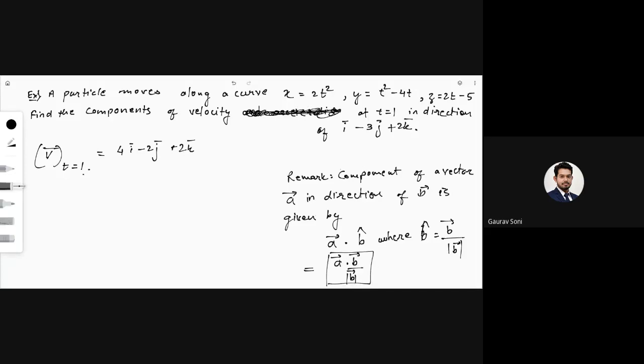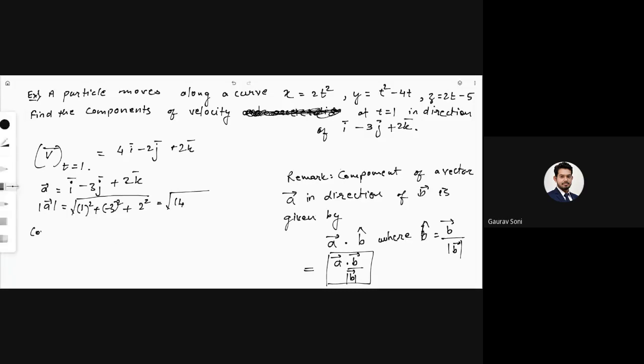So we have the velocity now. I need the component of velocity in direction of this vector. So I'll name this A bar is equal to i minus 3j plus 2k. So modulus of A bar is equal to under root 1 square plus minus 3 square plus 2 square. So this is under root 1 plus 9 plus 4, 13 and 1, 14.